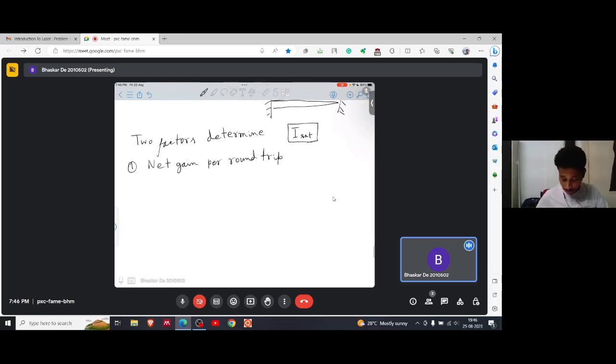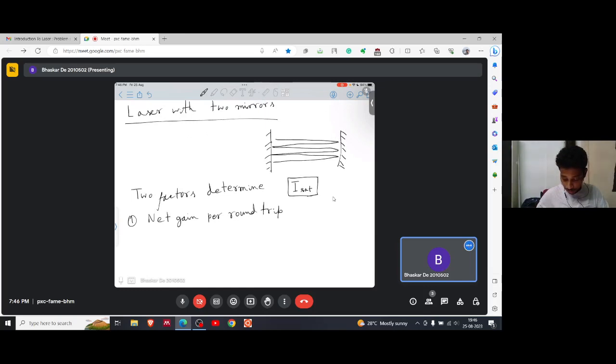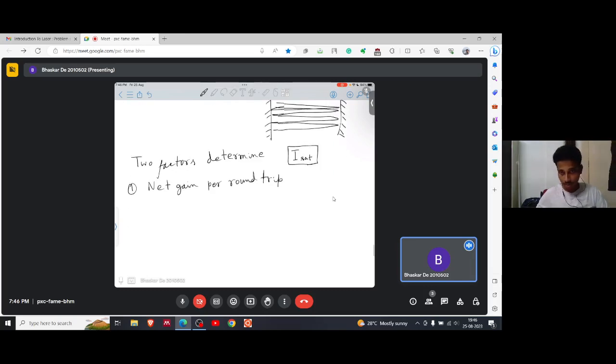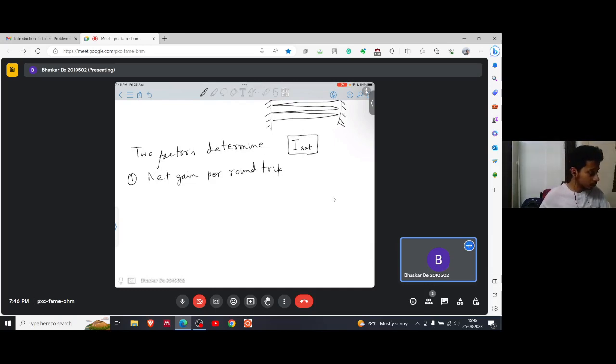So the per round trip means that the beam is going here and then after reflecting from here, then it is coming here again. So this is the one round trip. So basically one round trip means two reflections. Okay, so there must be a net gain per round trip of the beam through the amplifier. In other words, all of the losses including transmission losses, scattering losses and absorption loss.